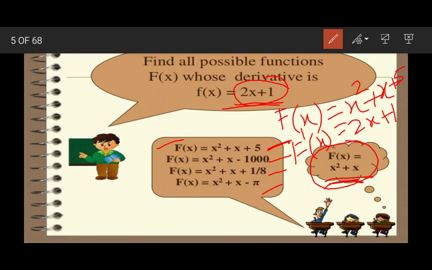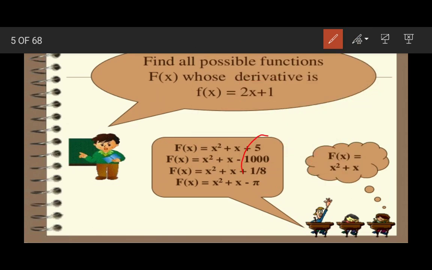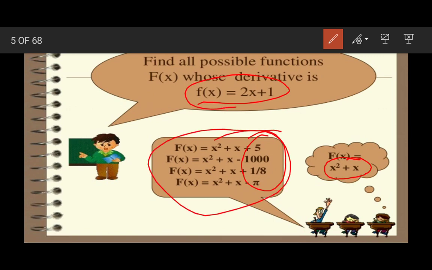So basically what I am trying to say is that you can add any constant value. The basic function will be x square plus x, and in that you can add any constant value. Since we know that derivative of a constant is 0, we are getting derivative as only 2x plus 1 for all these functions. But all the functions are totally different. First function is x square plus x plus 5, last function is x square plus x minus pi, right?